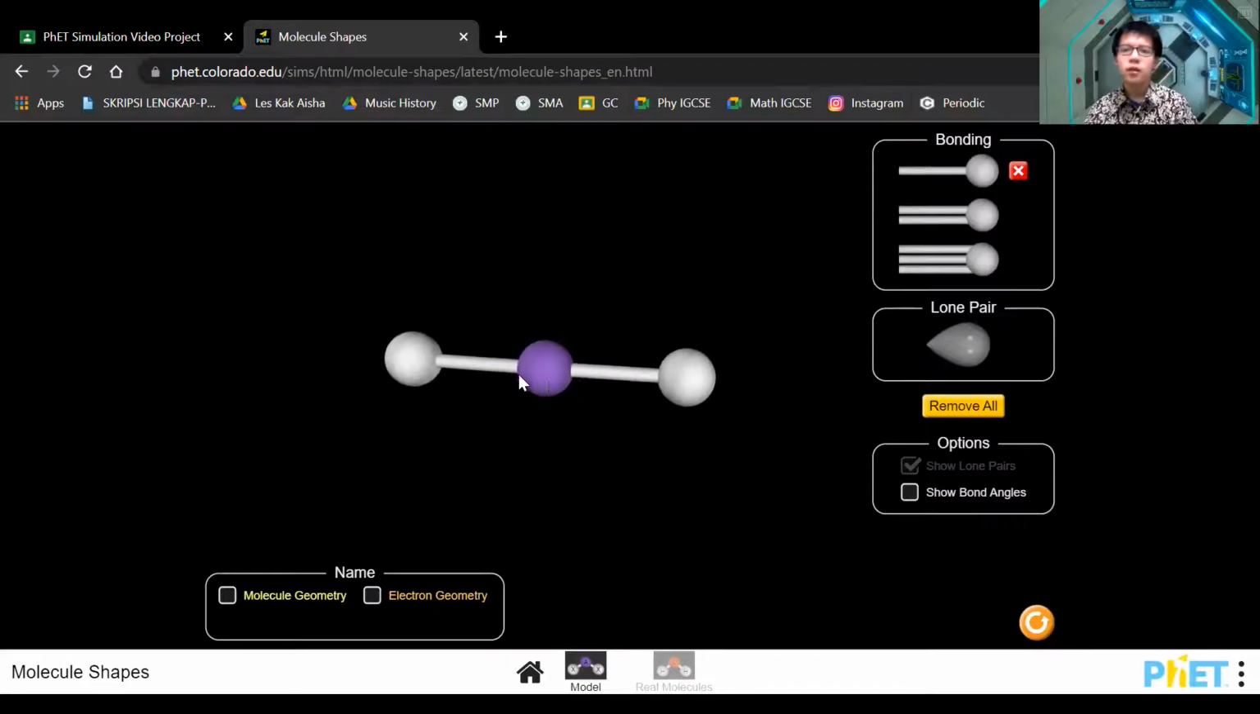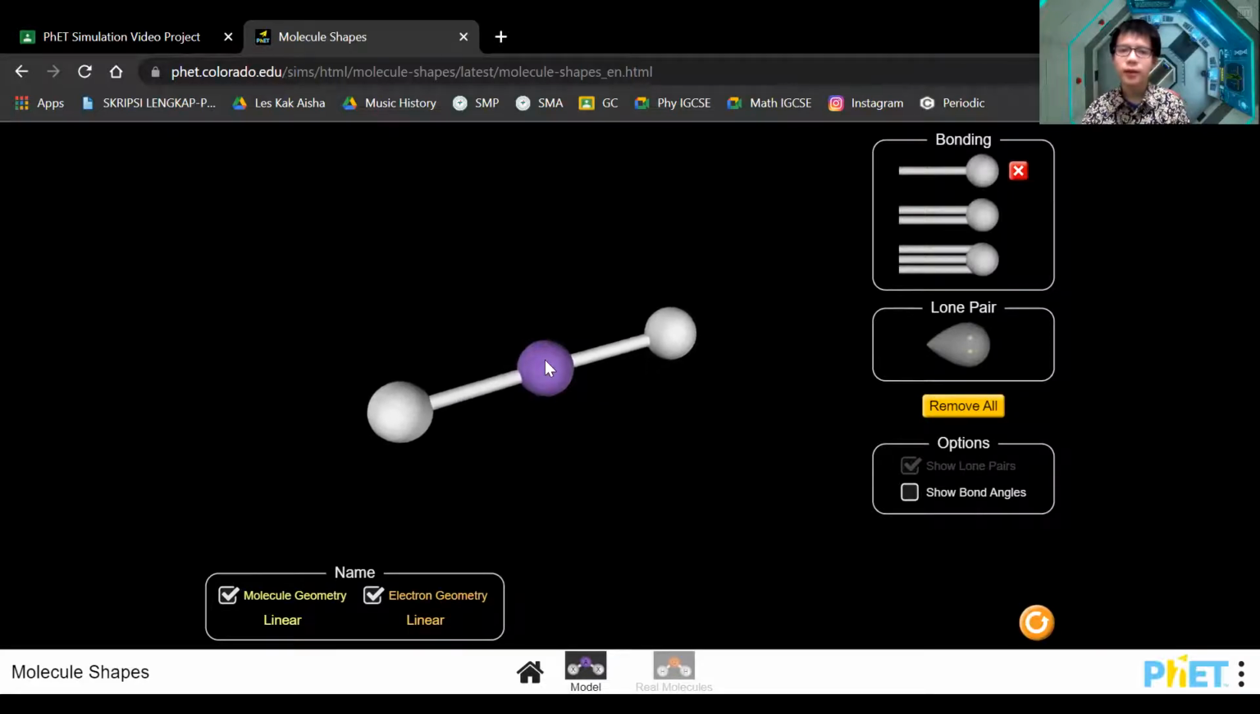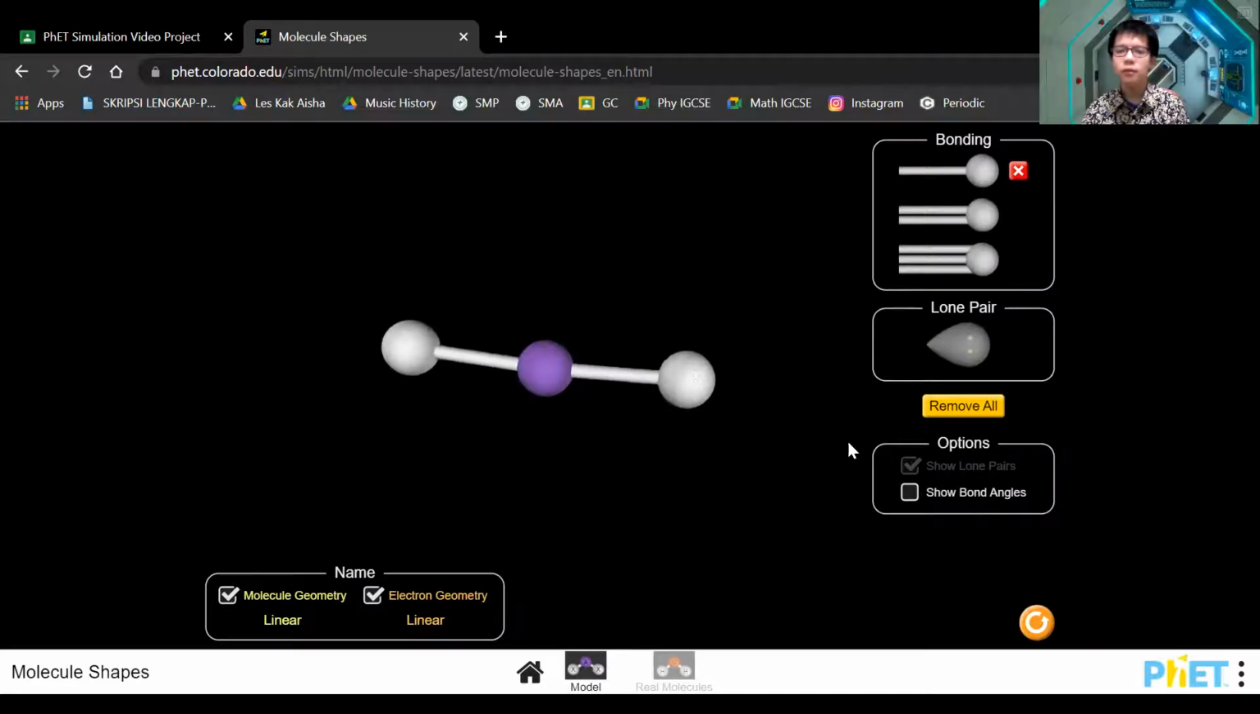Okay, to identify the molecule, we click the tick boxes for electron geometry and molecule geometry. Both names are linear for this molecule, because it is a straight line, and the bond angle is 180.